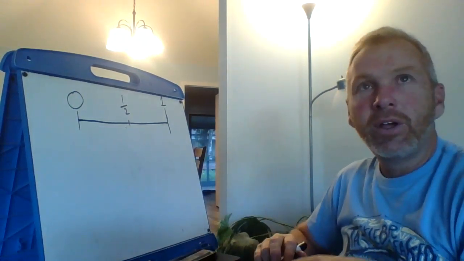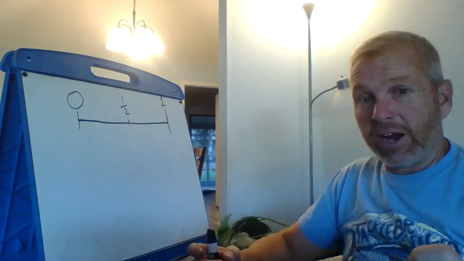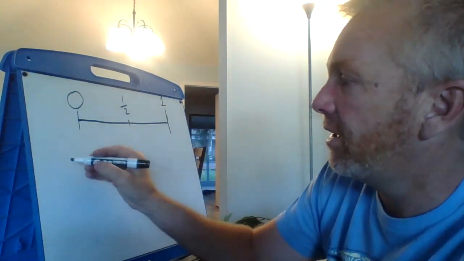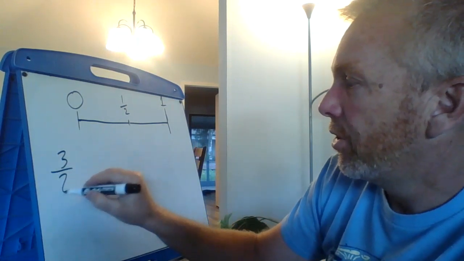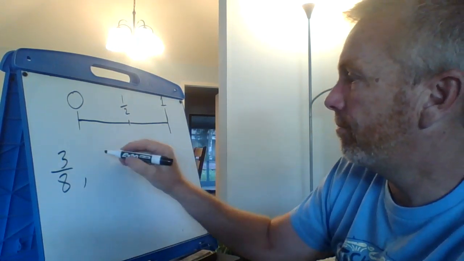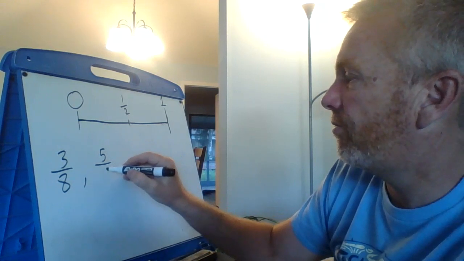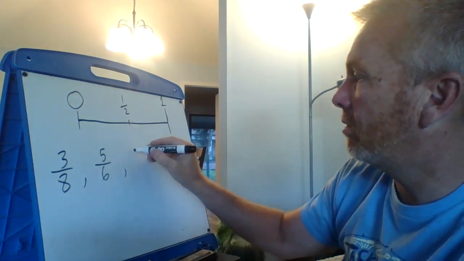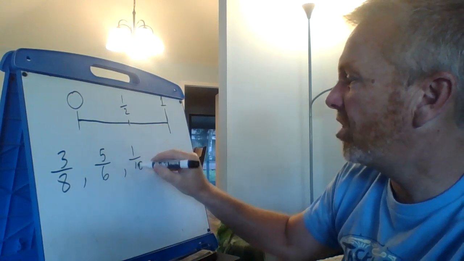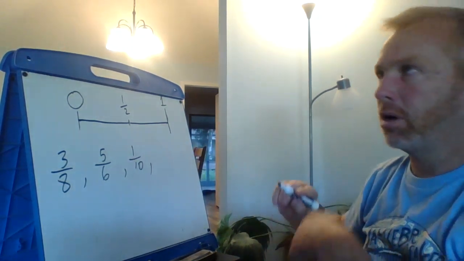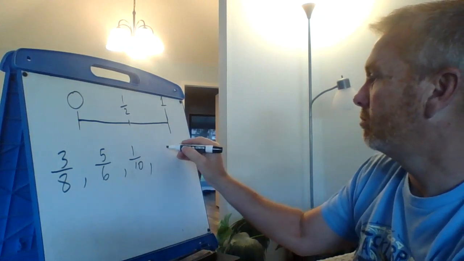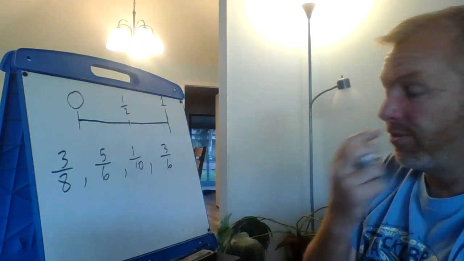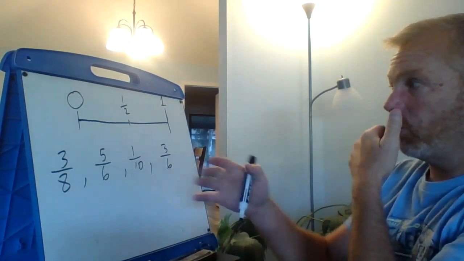Let me show you how, if you were ordering a set of fractions, you could do that with this same benchmark. So say we had 3/8, 5/6, and 1/10, and I'll do one more. Let's do 3/6. All right.